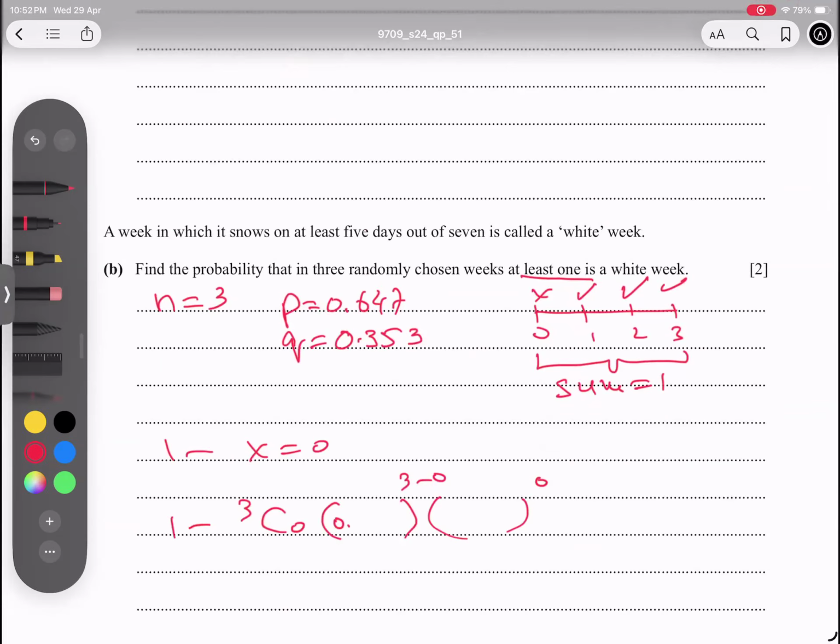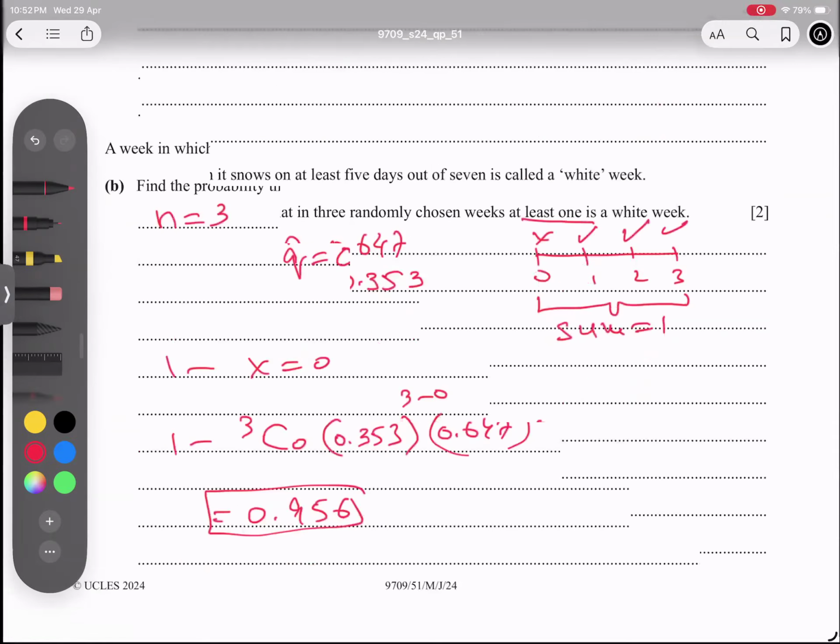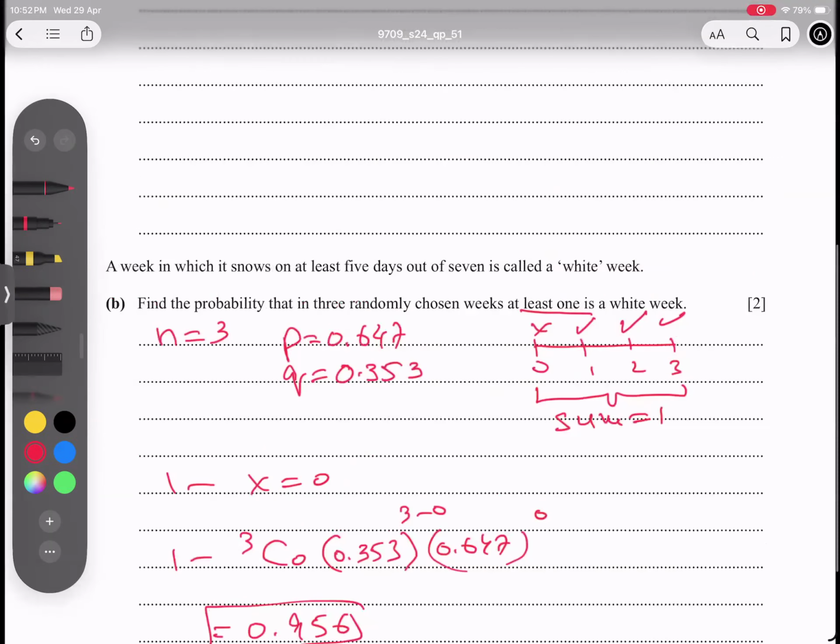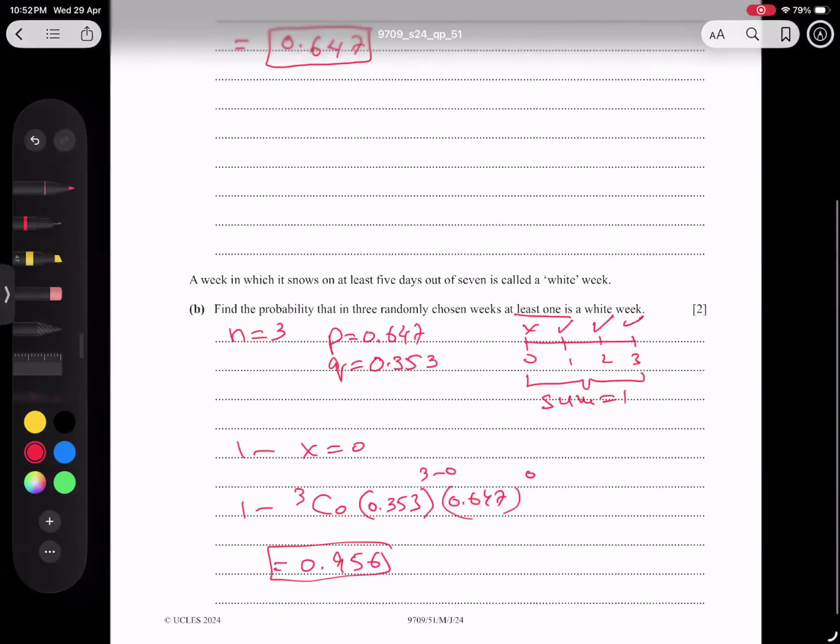It's asking at least 1. So here I'm writing 0.353 and here 0.647. Now I type in the calculator 1 minus 0.353 to the power 3, and the answer is 0.956. I hope the point is very clear, and this part is also over.